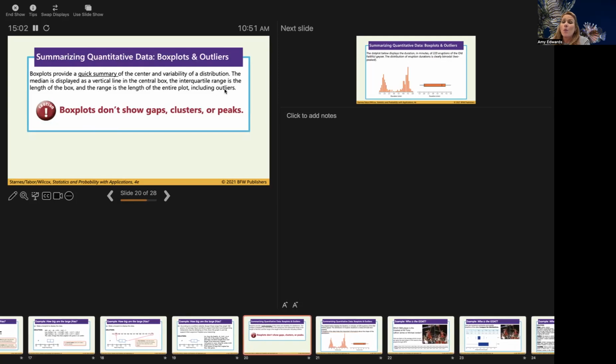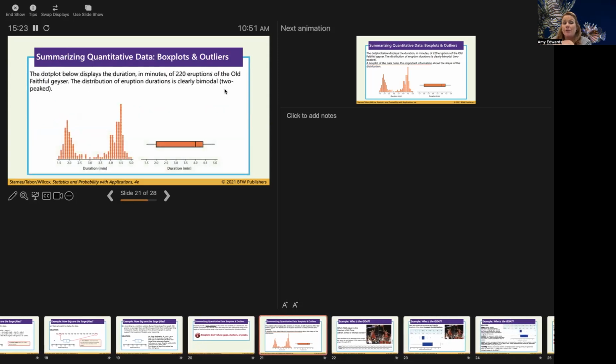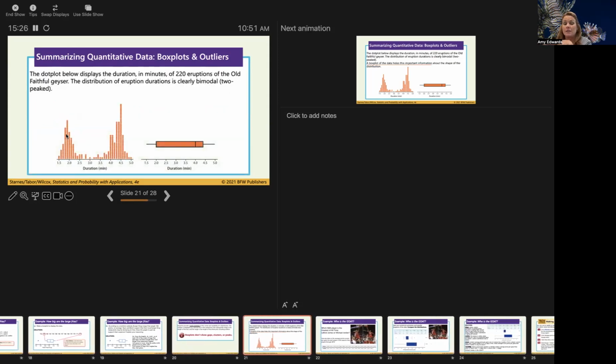Now, let's talk about what are the downsides to a box plot. Okay. A box plot is not going to show if there's any gaps in the data, if there's any clusters where a bunch of them are right here together, or are there peaks in the data like we do in a histogram or a dot plot. Okay. So let me show you an example of that. If we go here, look at this.